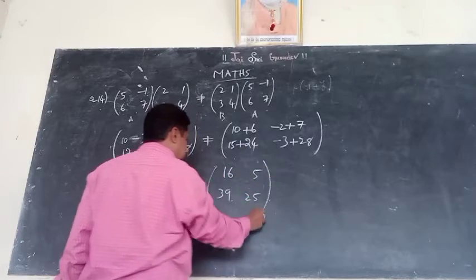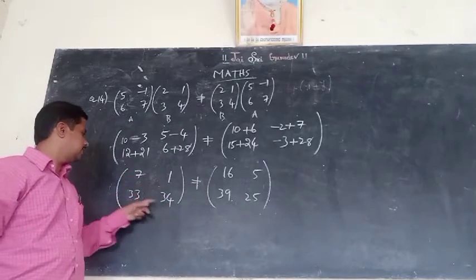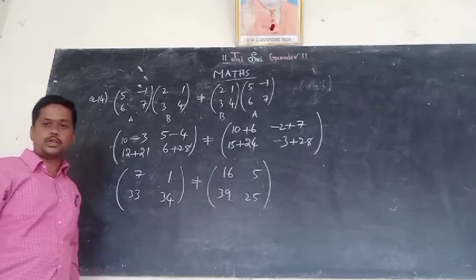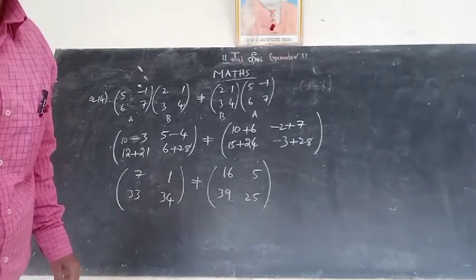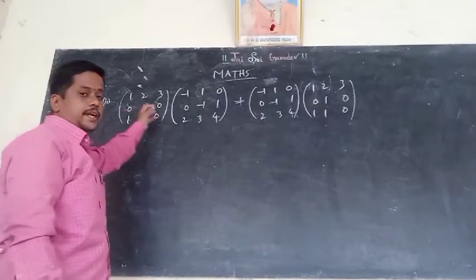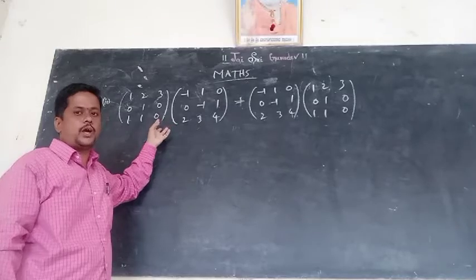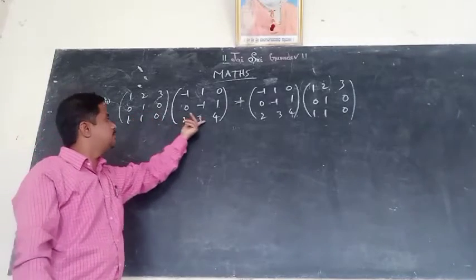25. Observe these two things. These are not equal. See, 7, 1, 32, 34 and 16, 5, 39, 25 are not the same. This is the next question, the second question. Same problem, you have to do it as homework. Consider this is A, this is B.